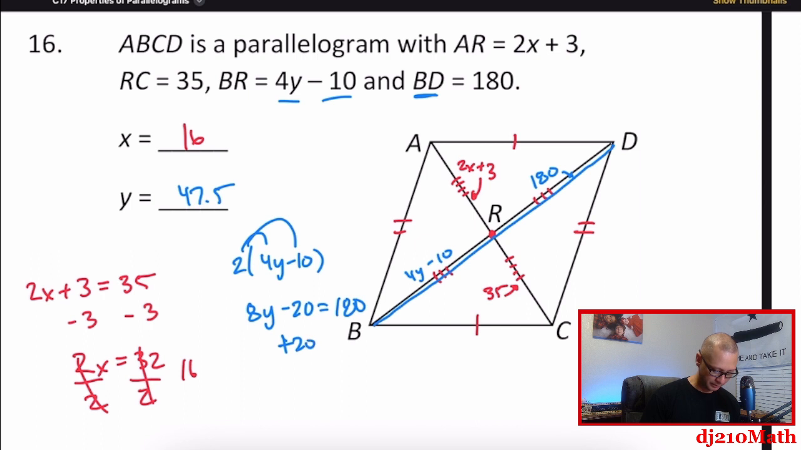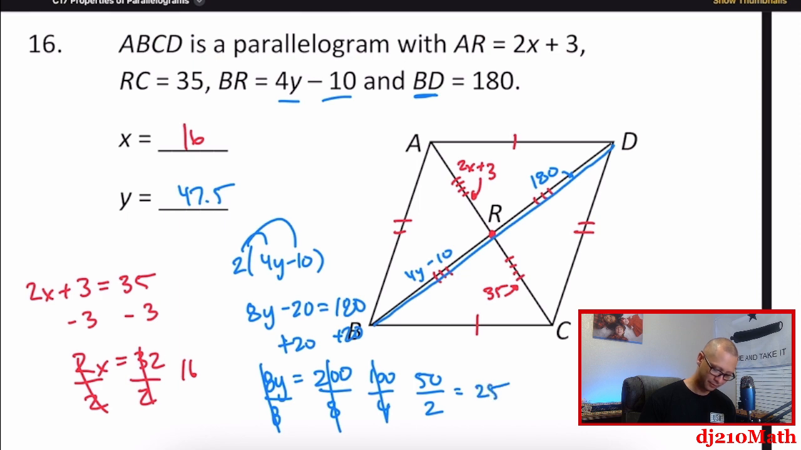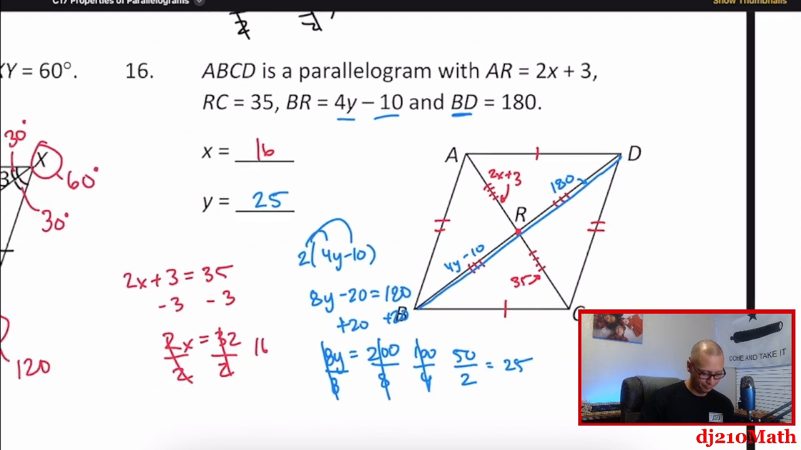Okay, add 20 to both sides. So 8y is equal to 200. This looks a little bit better. Divide both sides by 8. So y is equal to 100 over 4, 50 over 2, 25. So y is equal to 25. Got to be able to catch the mistakes.